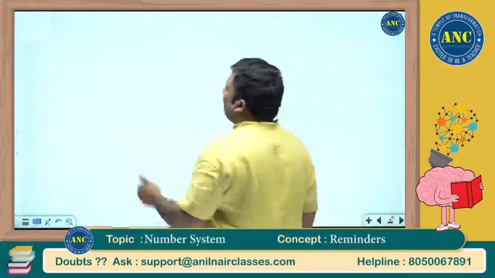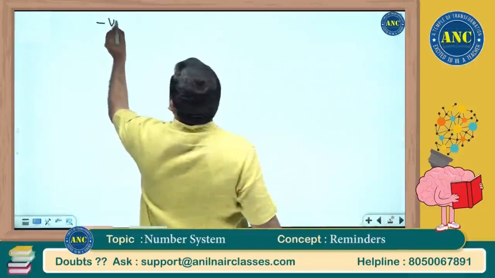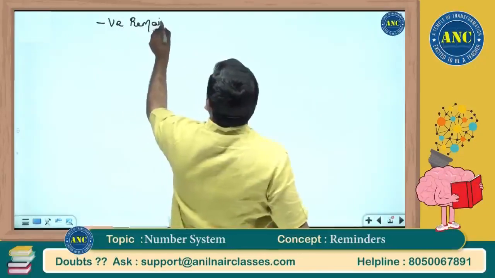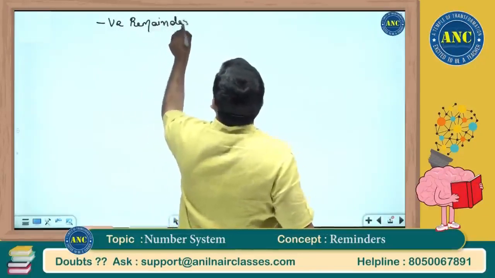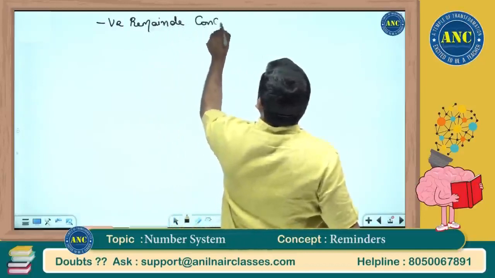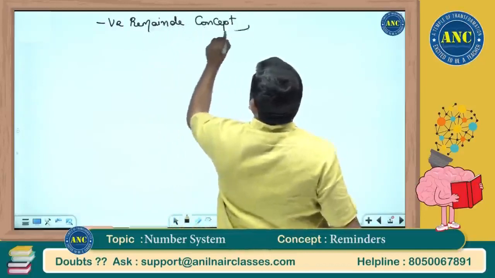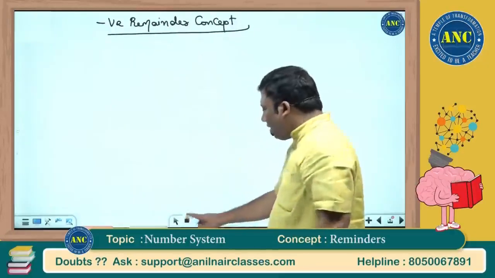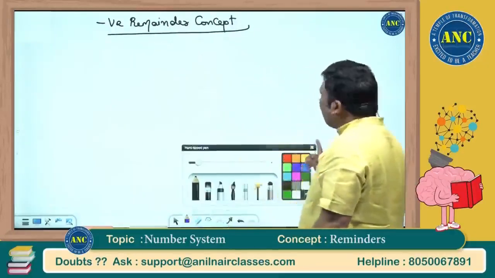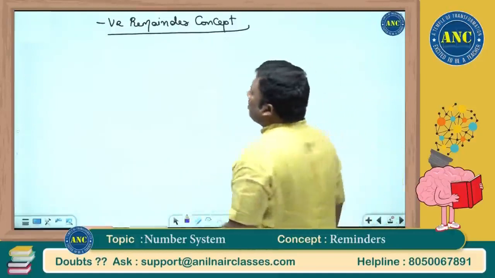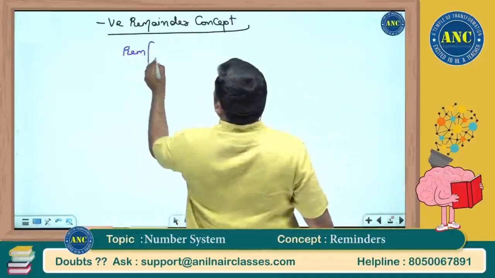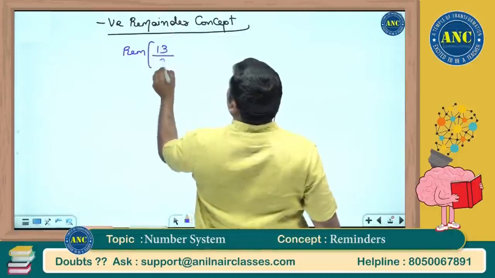Second important key point, negative remainder concept. Very, very important concept. At the end of the class, you will solve close to 60 to 70 problems. First one, remainder 1. 13 is divided by 7.